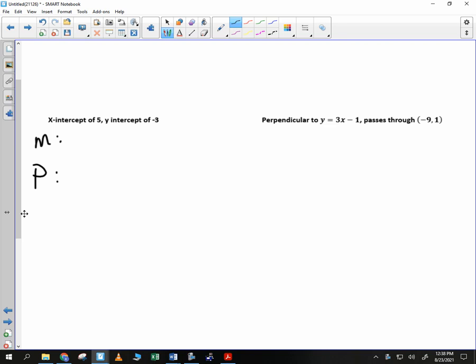Slope and a point that exists on the line. What point would you like to choose to use? Sure, we could use 0, -3. Very good. So I need to calculate the slope. Any thoughts? Yes.